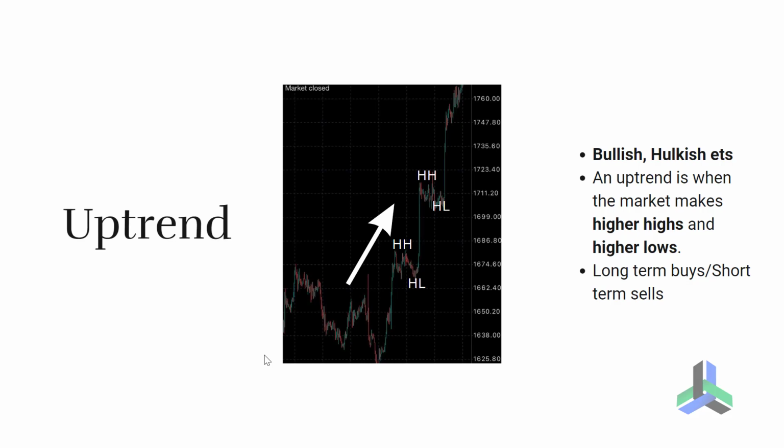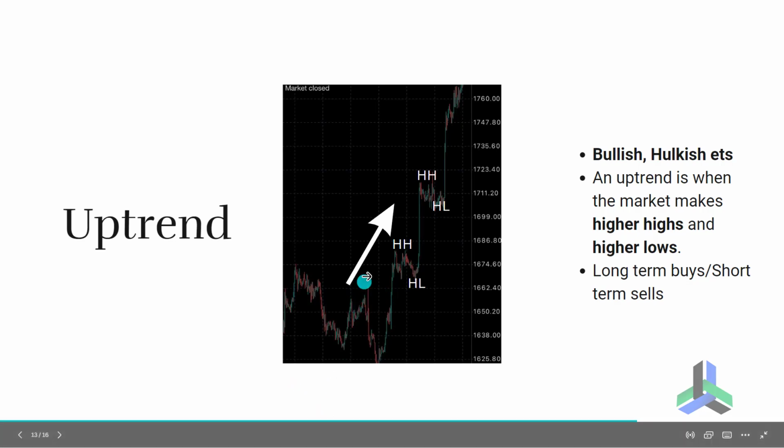Okay, now other words for uptrend are bullish or hawkish. Or we could say the market is long. An uptrend is when the market makes higher highs and higher lows. So look at it from the chart.